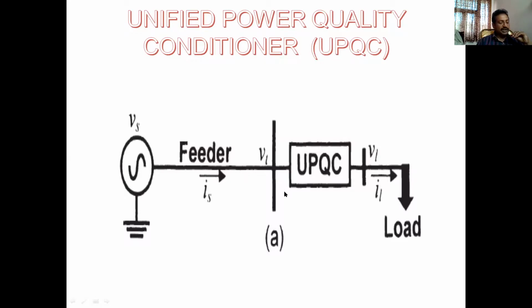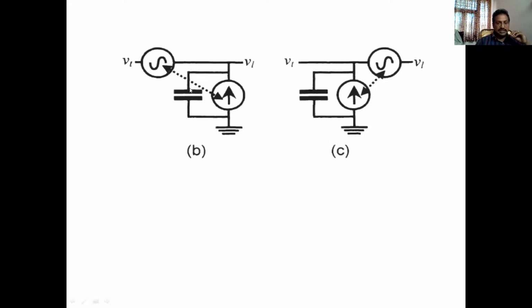So the UPQC can alleviate this problem. So that is basically what the UPQC is. The UPQC combines a series and a shunt compensator together. See here, series and shunt compensators. This is a series, this is a shunt.